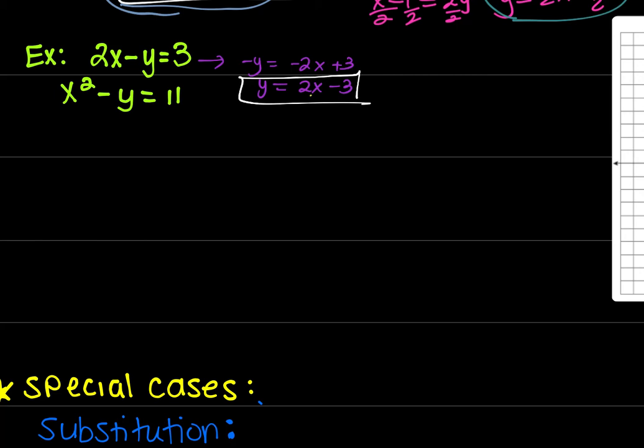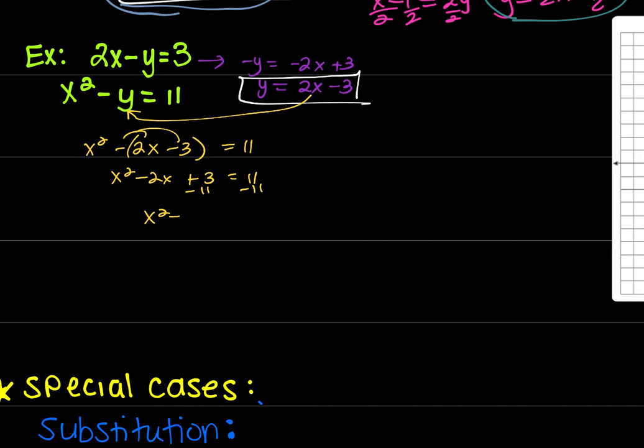Then I'm going to take that and plug it in here. X squared minus (2x minus 3) equals 11. The negative goes to both, so x squared minus 2x plus 3 equals 11. As soon as you see the squared and the non-squared, it should be your hint that you're going to have to factor. So I'm going to get everything to one side, and then factor. (x minus 4)(x plus 2). Split and solve, and I get x equals 4 and x equals negative 2.